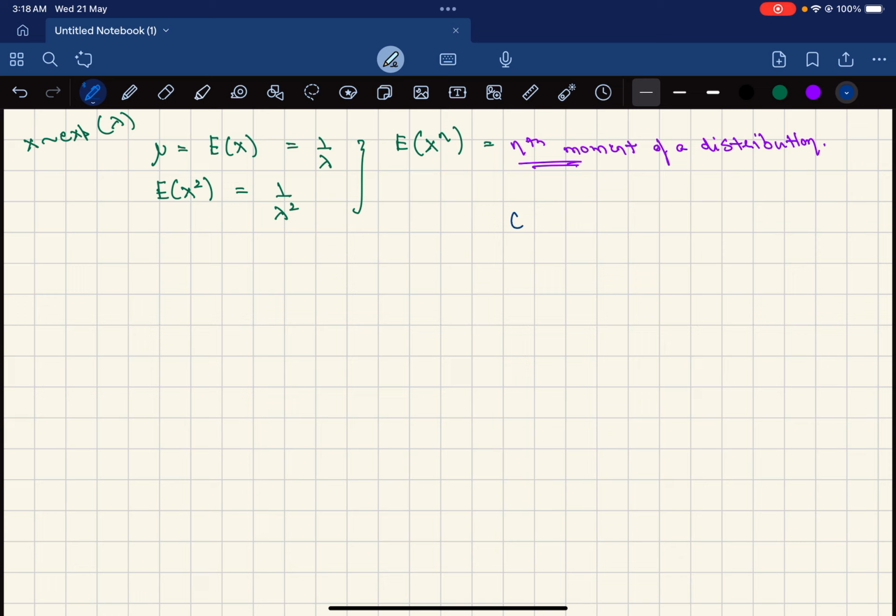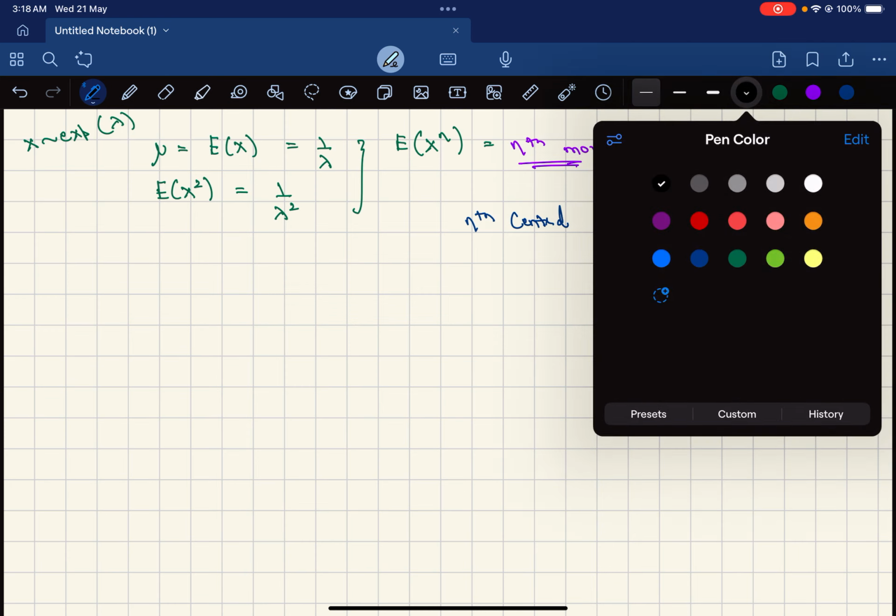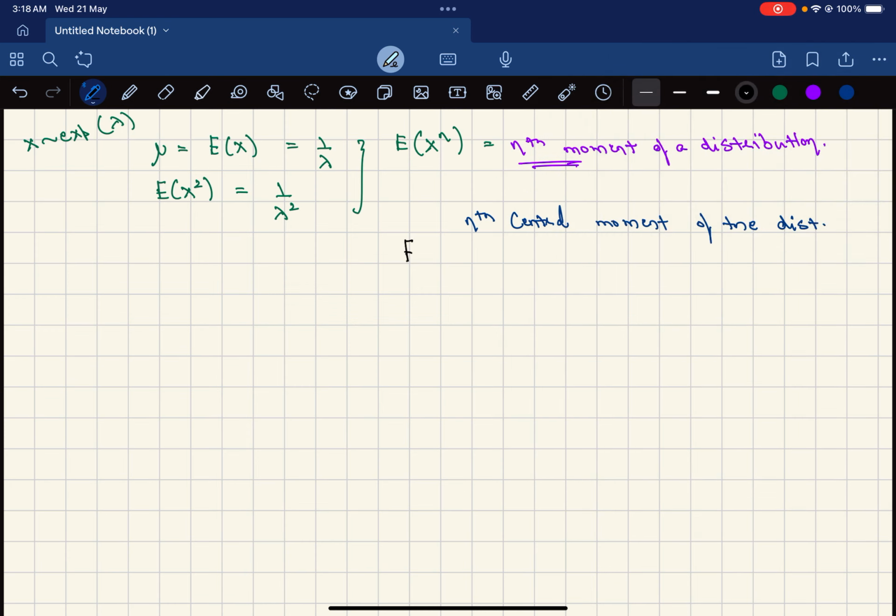Then there is another term. It is called the central moment. So, the nth central moment of the distribution. Now, what does a central moment mean? Instead of calculating the expected value of X to the power n, here we calculate the expected value of (X minus mu) raised to power n, where mu is the mean of the distribution.